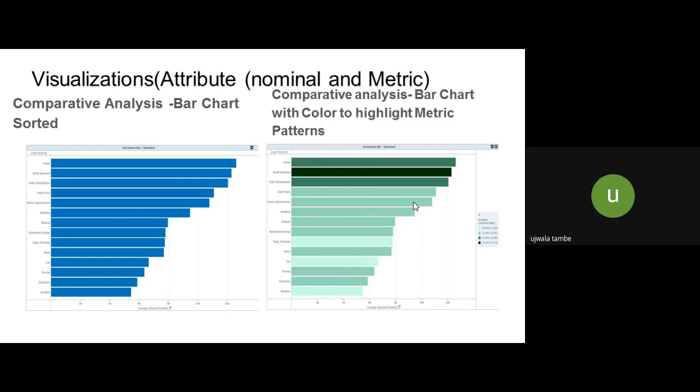For visualization of nominal and metric data in comparative analysis, bar charts are recommended. Both are bar charts; the only difference is the color. This chart looks in a single color, as a combination of shades of that color. So for analysis purposes, we use the bar chart.